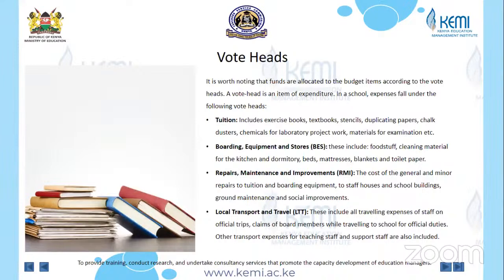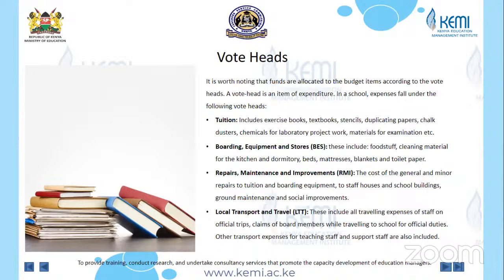And then we have the boarding equipment and stores. This one will depend on the type of school that you are running. Maybe it is a day school, but I believe even most day schools have a boarding section or a vote head for boarding. But for example, most of our primary schools are not boarding and mostly don't have boarding equipment, but at the same time they have equipment and stores. So these include foodstuffs, cleaning materials for the kitchen and dormitories, beds, mattresses, blankets, and toilet papers. So even if you are not a boarding school and that vote head is not there, there is the issue of equipment and cleaning materials, and therefore it has to be considered.